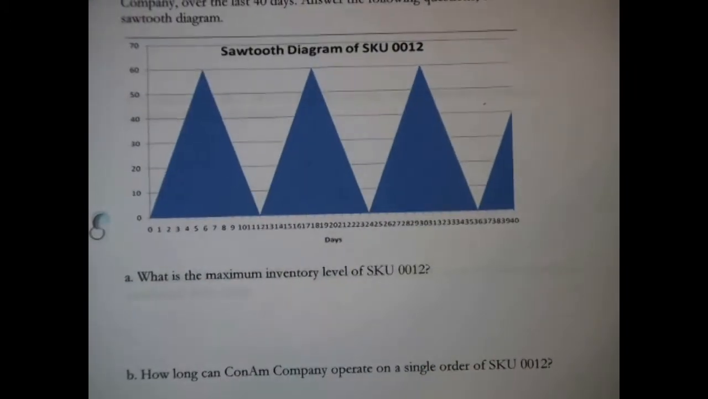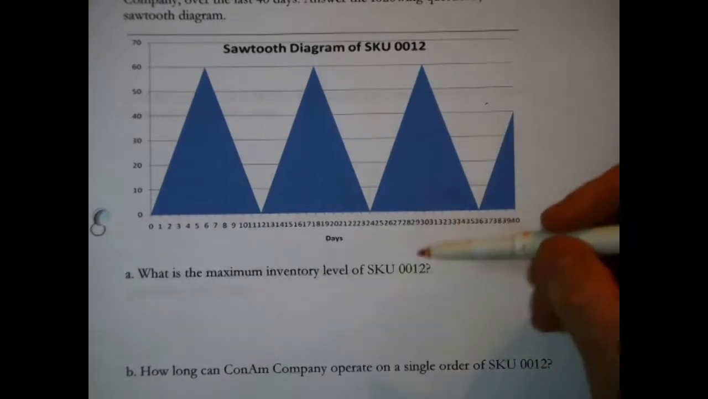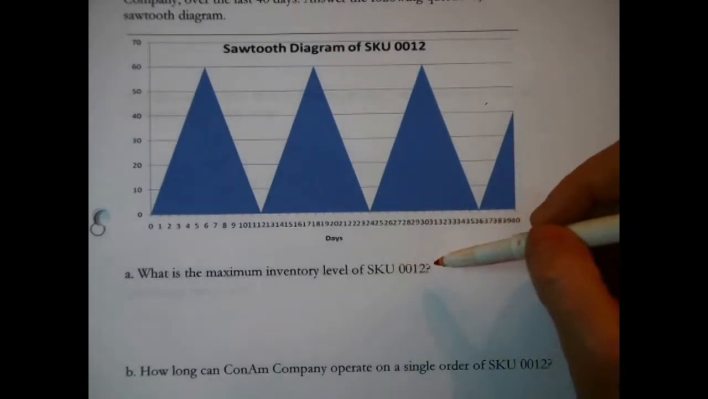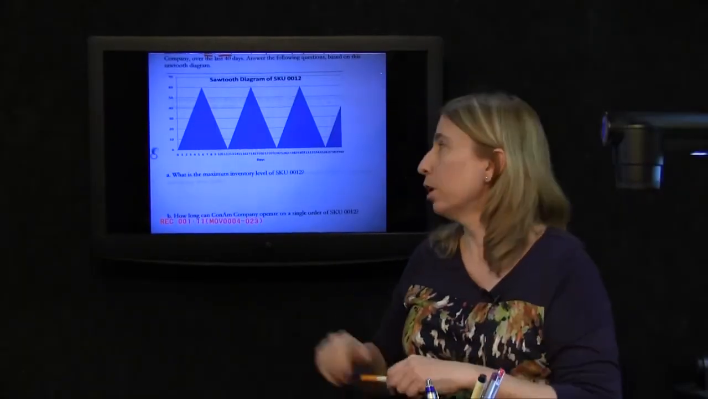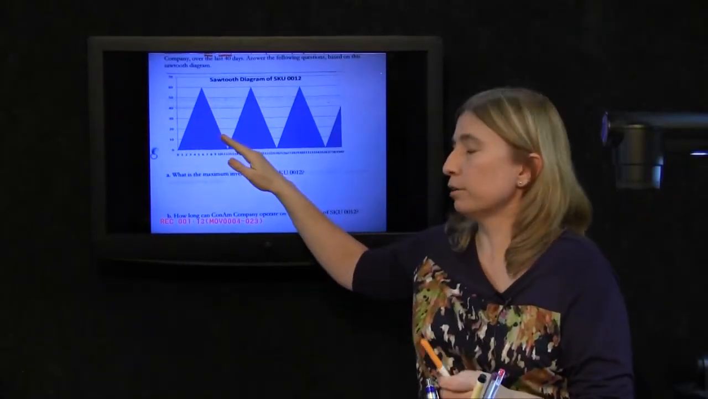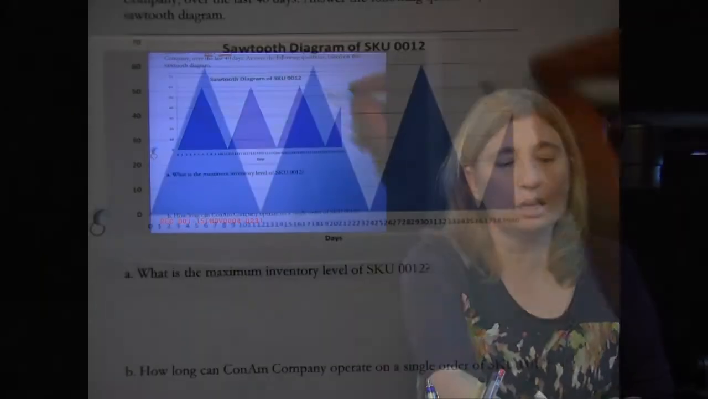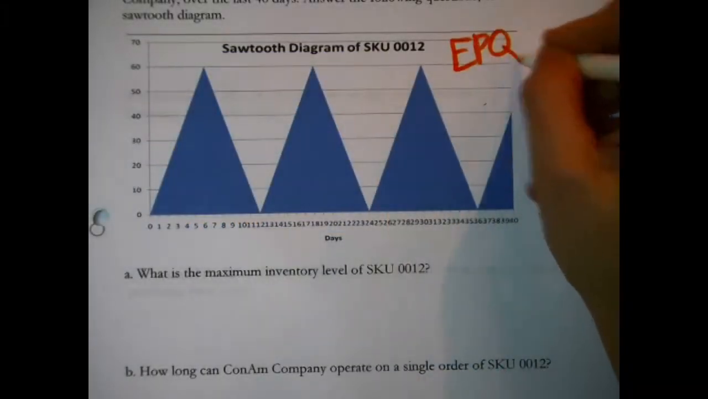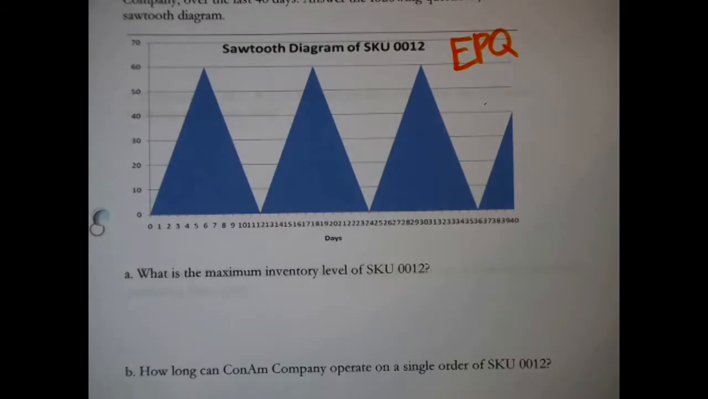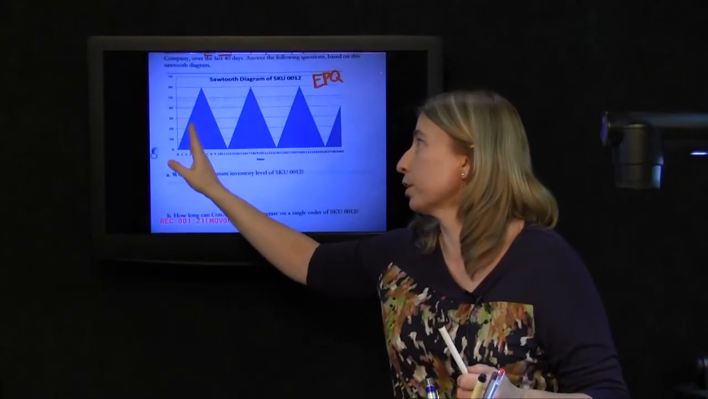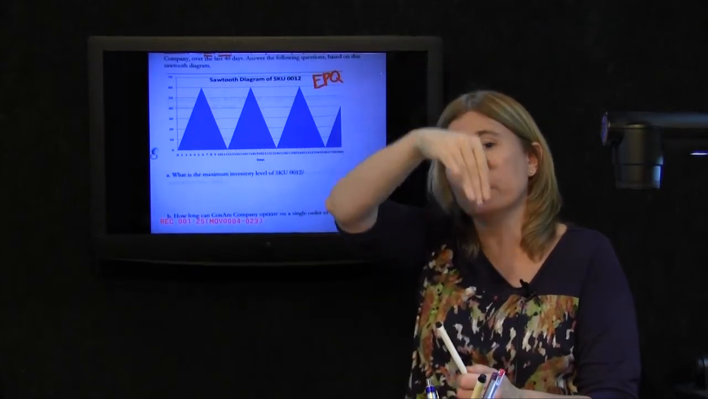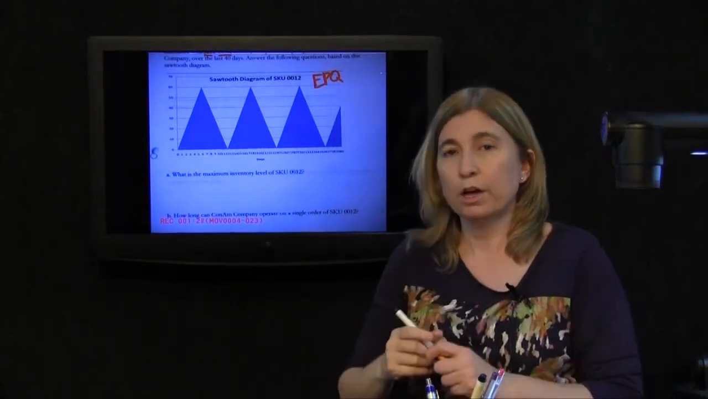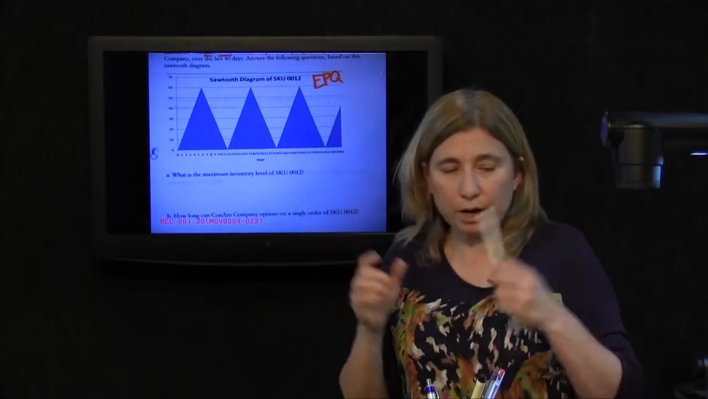Now, first off, it says, what is the maximum inventory level for this SKU 0012? Now, you're probably thinking, oh, I am looking at the sawtooth diagram, and that looks like an EPQ problem, right? Economic production quantity, because I see that there's definitely a production and consumption phase where inventory is climbing over time, and then it falls, and then it's climbing, and then it falls. And then this question is asking, what's the maximum inventory?